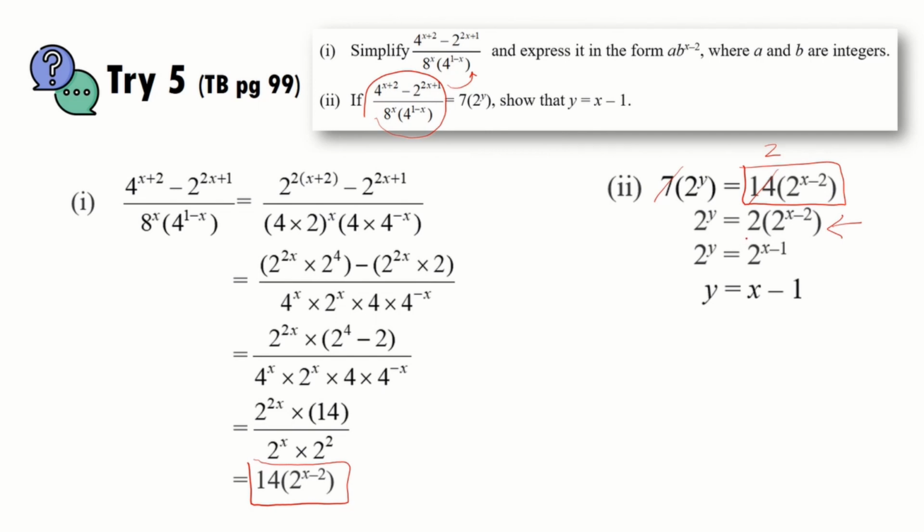Then, we can make use of our indices law to multiply 2 with 2 to the power x minus 2. Hence, we get 2 to the power x minus 1. Then, to get the final step, we are actually equating the exponents. So, this is how we actually show that y is equals to x minus 1.